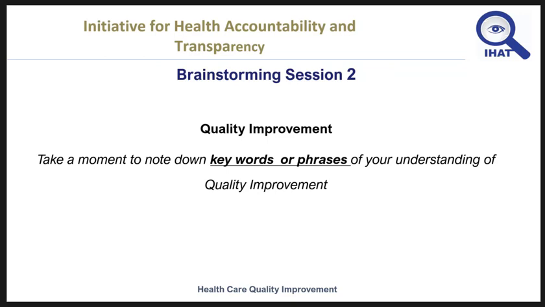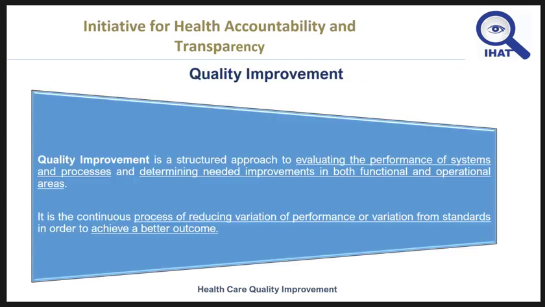Let's take a second brainstorming session. Let's look at quality improvement itself, its process. Here, I would like you to take a moment to note down keywords or phrases of your understanding of quality improvement. Quality improvement is a structured approach to evaluating the performance of a system and processes and determining needed improvements in both functional and operational areas. It is the continuous process of reducing variation from standards in order to achieve a better outcome.